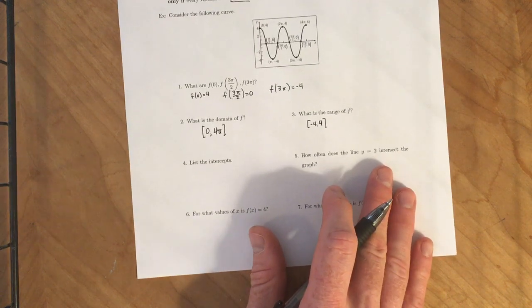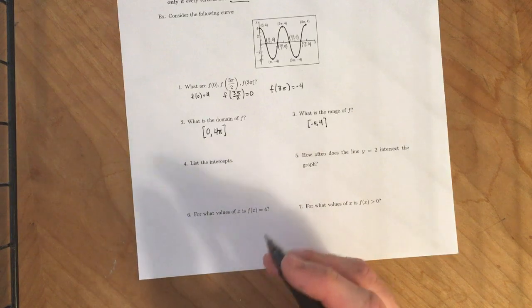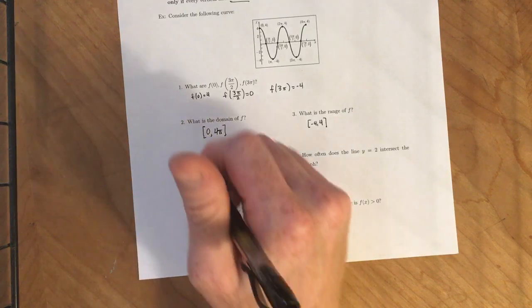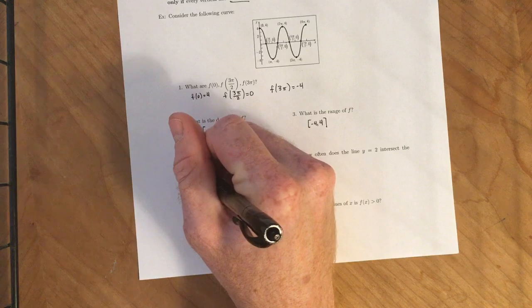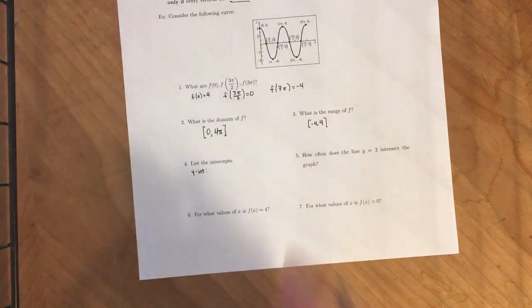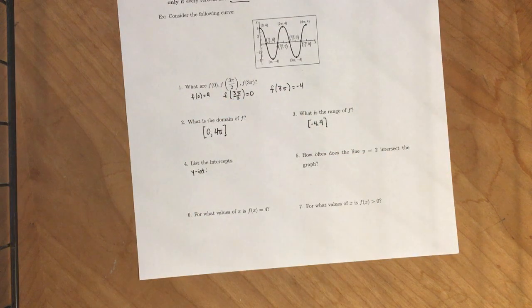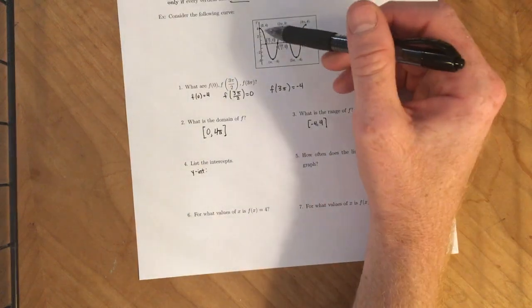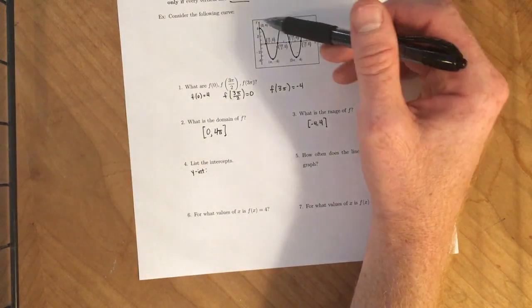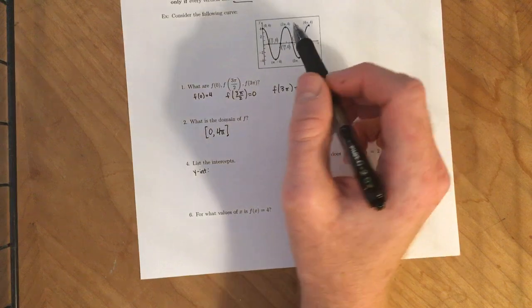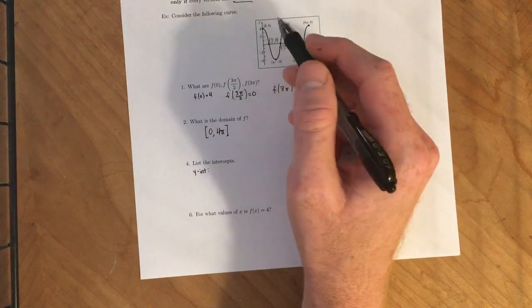Next, we want to list the intercepts. So we have x-intercepts and y-intercepts. Let's find the y-intercept first. I'm going to use y-int for shorthand. That's where this curve hits the y-axis. Right? And so it hits at the number 4.